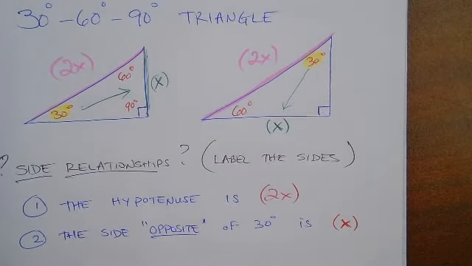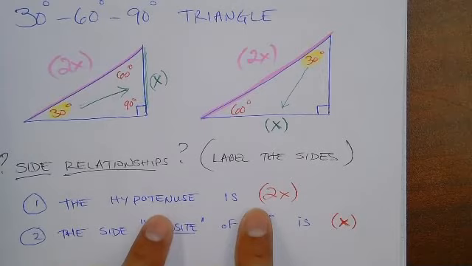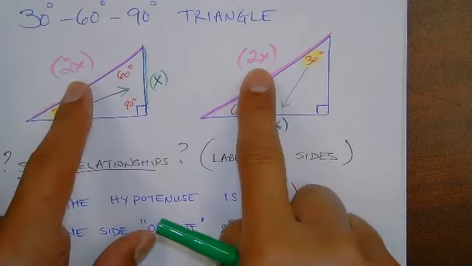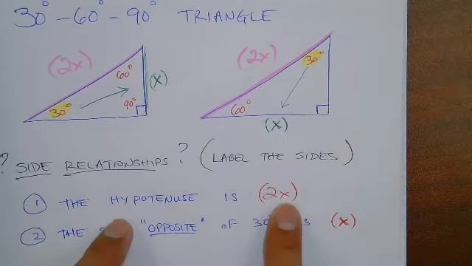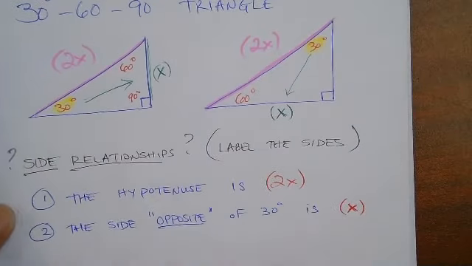We're not doing numbers yet. We just got to master this and know how to label the sides correctly. That's what we're doing, the side relationships. We're almost done, right? We already did 2. Which one's the one you first label? The hypotenuse. The hypotenuse is 2x. We did that already. And then this is the one you look for next. The one opposite of 30 degrees is x.